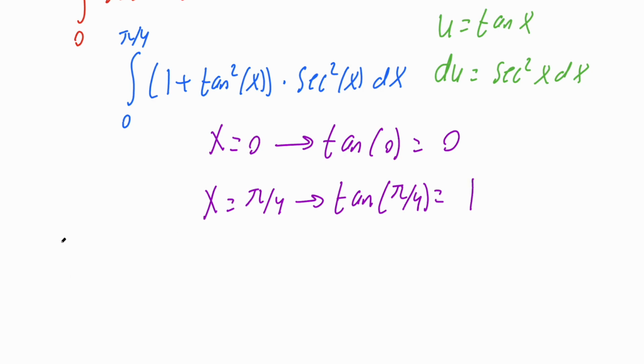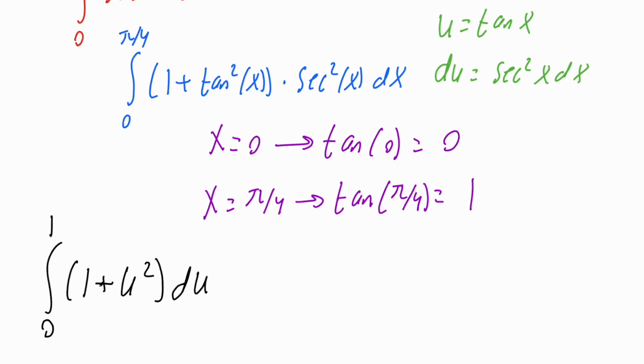And so now our new problem is the integral from 0, because it's 0 here, to 1, since pi divided by 4 gives us a 1. And we have 1 plus, instead of tan squared x, u squared. And secant squared x dx got canceled with du. And now this is a very approachable problem.